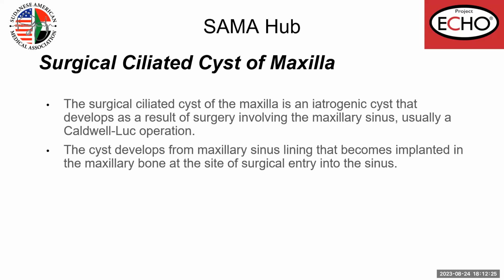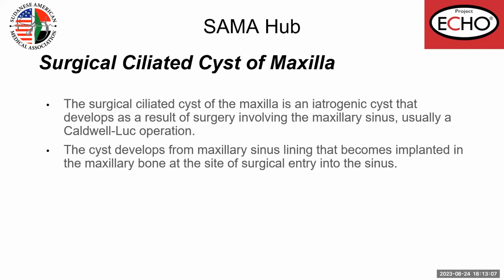The fifth cyst, surgical ciliated cyst of maxilla. The surgical ciliated cyst of the maxilla is an iatrogenic cyst that develops as a result of surgery involving the maxillary sinus, usually a Caldwell-Luc operation. Iatrogenic is a term that describes something that took place due to medical interference.